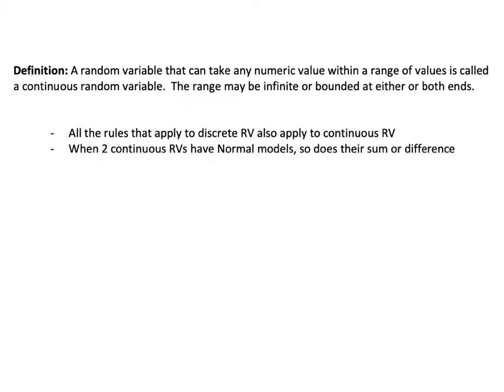My second statement is when two continuous random variables have normal models, so does their sum or difference. This is good because we are going to be combining two different distributions. So let's illustrate with some examples.